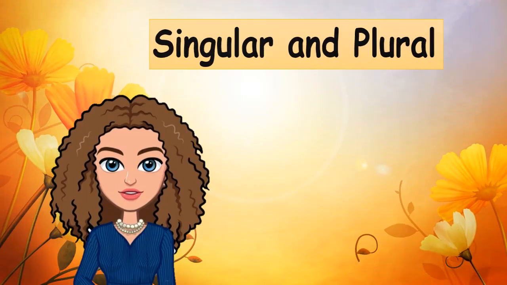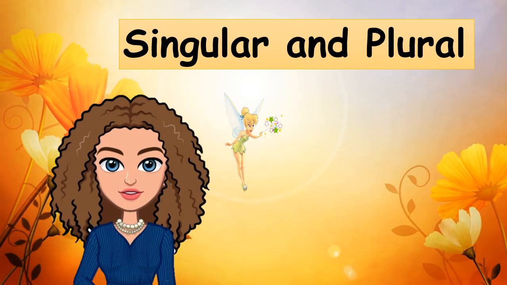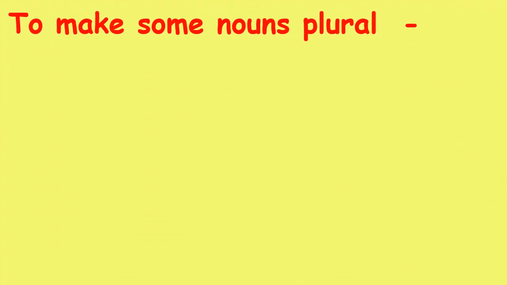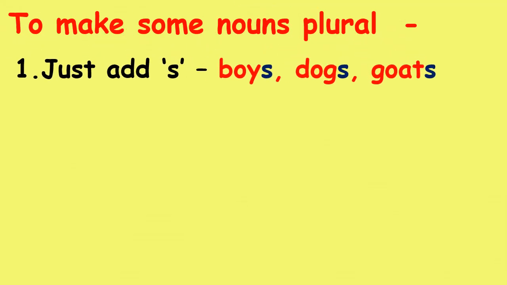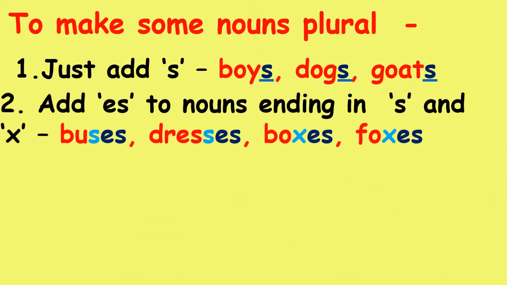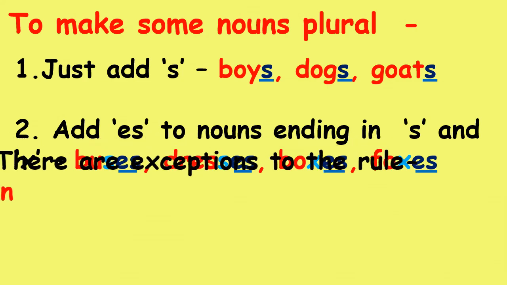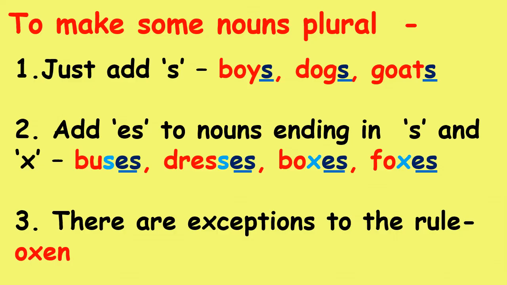Today, children, we will be doing our fourth lesson on singular and plural. Just to recap some of the rules we did before, to make some nouns plural, we just add S, as in boys, dogs, and goats. We add ES to nouns ending in S and X, as in buses, dresses, boxes, and foxes. There are exceptions to the rule, as in oxen.